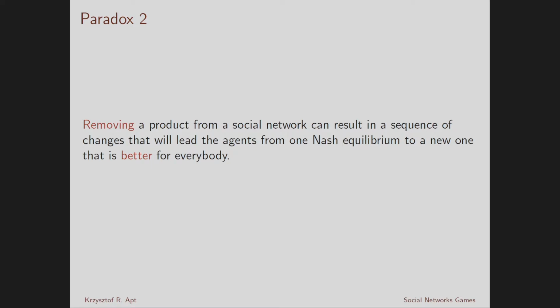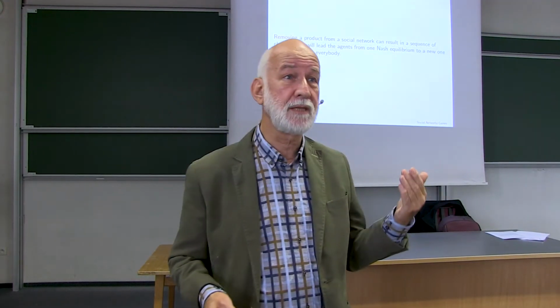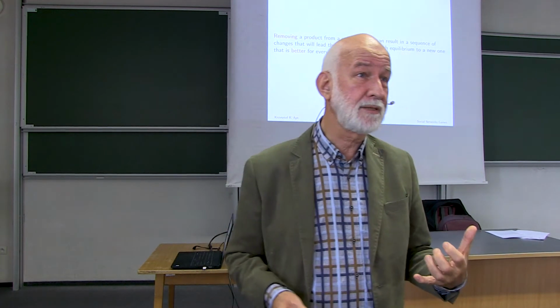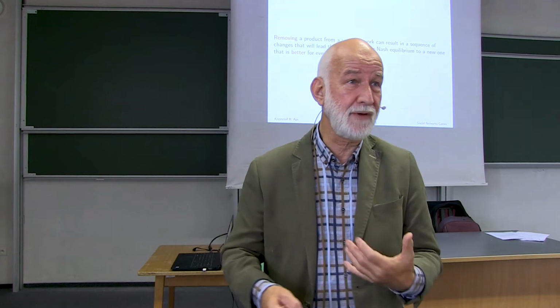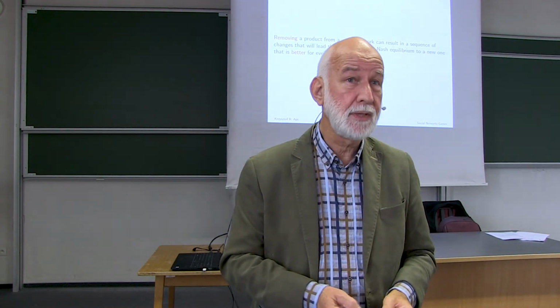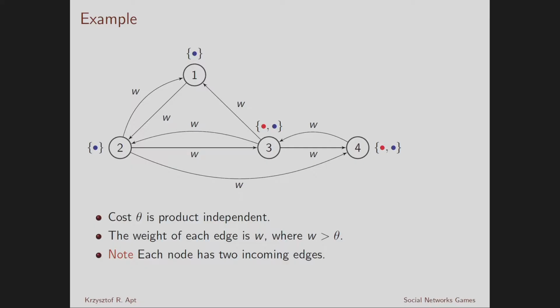Now I have still a little bit of time before the break for a much simpler paradox, which is that if you remove a certain option, it's good for everybody. So it's a kind of reverse, that you limit the number of choices and it becomes a good change. And it's a very simple example, so it's good just before the break.